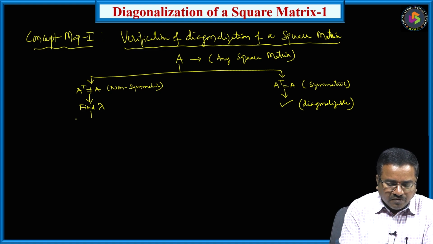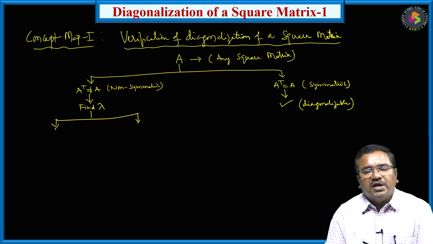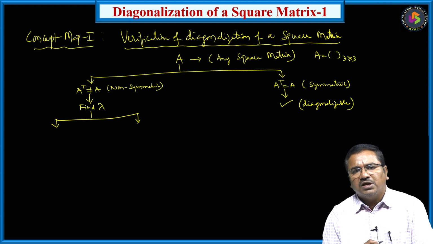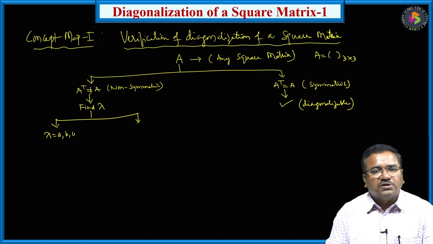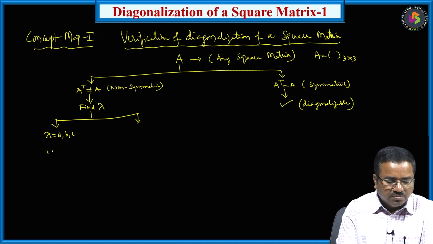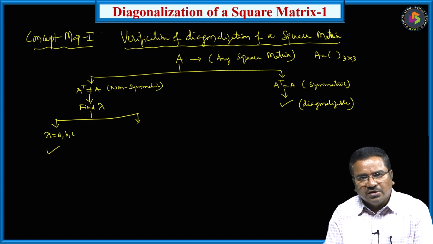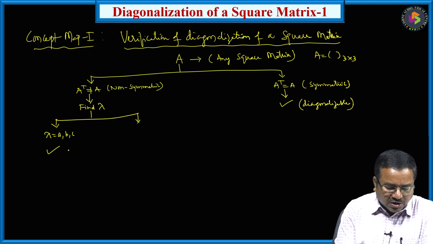The eigenvalues may be of two types: eigenvalues are distinct, or eigenvalues are not distinct. Let us say, for example, A is a 3 by 3 matrix, so A has 3 eigenvalues. Category 1 first: if the 3 eigenvalues are distinct, let us say a, b, c. For understanding, I am taking 3 distinct eigenvalues. If eigenvalues are distinct, it is diagonalizable. We have a result on this: if any square matrix has distinct eigenvalues, it is always diagonalizable. So this means diagonalizable.